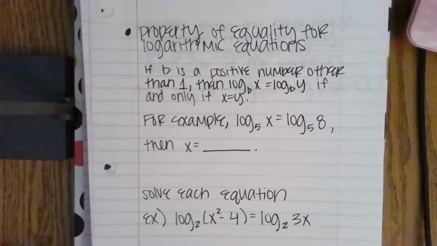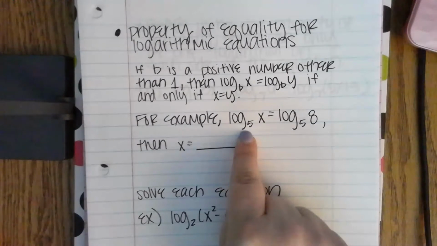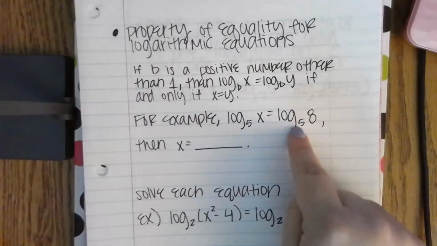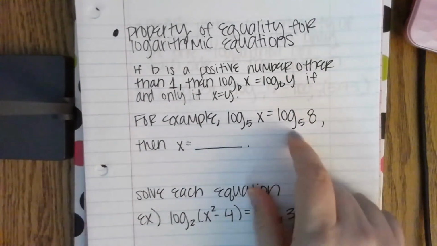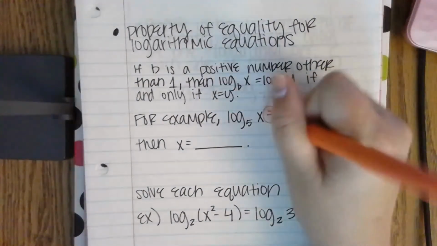Okay, now, property of equality for logarithmic equations. This is saying that so long as I have a log with the same base on one side and a log with the same base on the other side, I don't need the logarithms, and when I say on one side, I mean on the opposite side of the equal sign. The equal sign here is what's key.